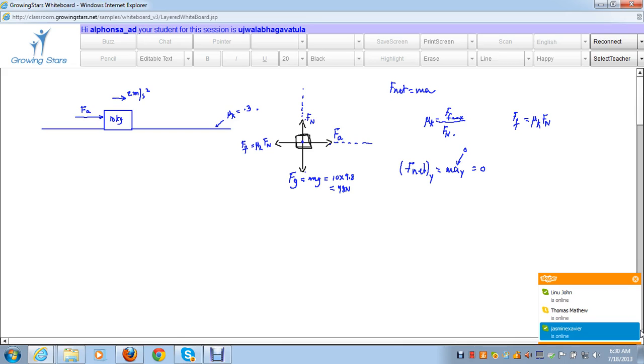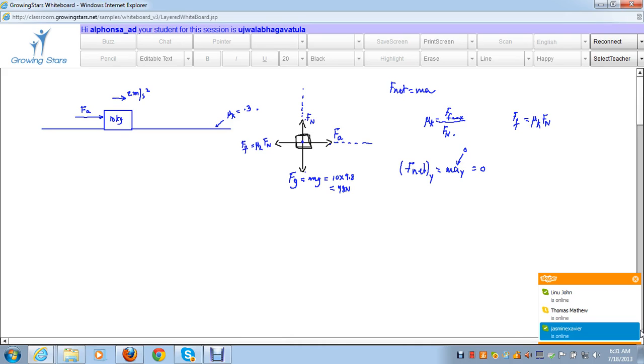There is Fn going up and 98 Newton acting down. So what's the net force? Net force is zero. You know that. The force is zero, so it would be the same as the force of the gravitational force.